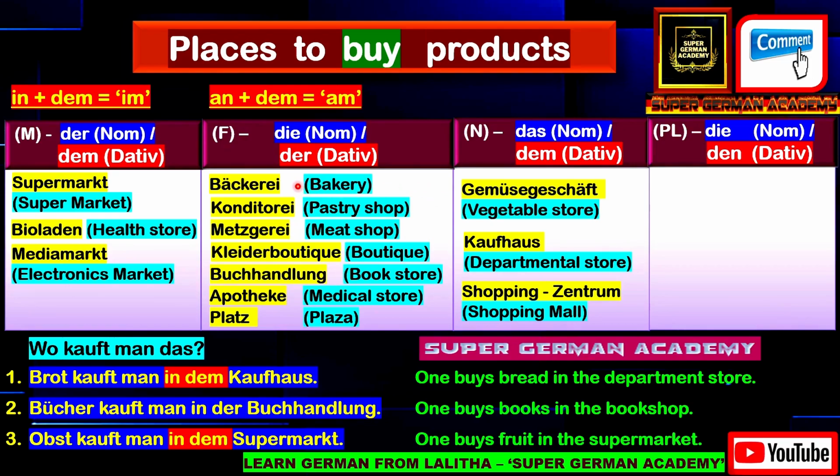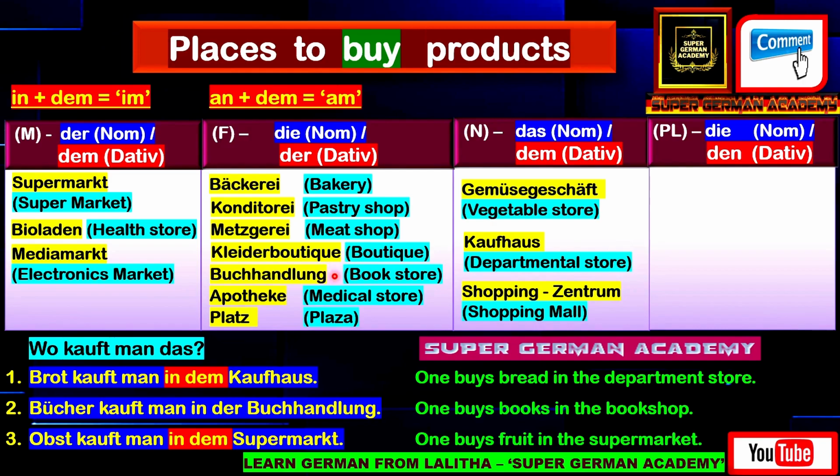Then here Bäckerei means bakery. Konditorei is pastry shop. What does Konditorei mean? Only cakes and pastries will be available. Bakery means you will get sandwiches, burgers, pastries, all kinds of snacks in a bakery. So that is called a bakery, and Konditorei is a pastry shop. Metzgerei is meat shop. Kleiderboutique is boutique. Kleider means, as you learned, clothes, dress.